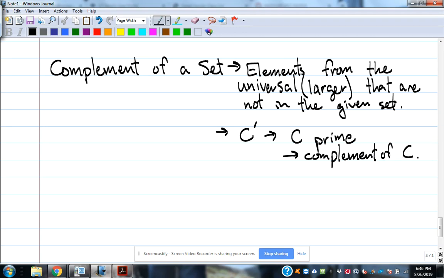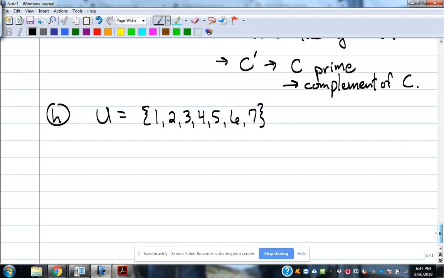All right, so let's look at an example so it really makes sense. It doesn't really make sense till you see an example. The universal set, we'll call it U, numbers 1 through 7: 1, 2, 3, 4, 5, 6, 7. Set A, we're going to say it's 1, 3, 5, and 7. So it's the odd numbers that are in there. Set B, let's do 3, 4, and 6.